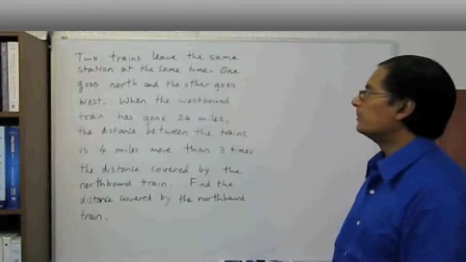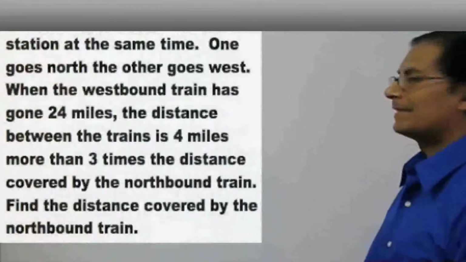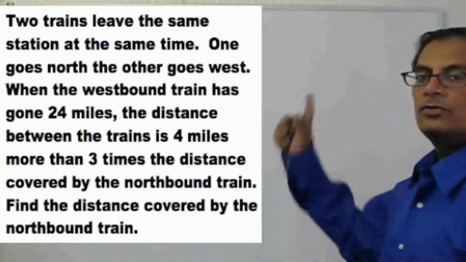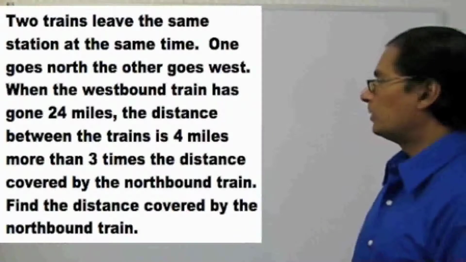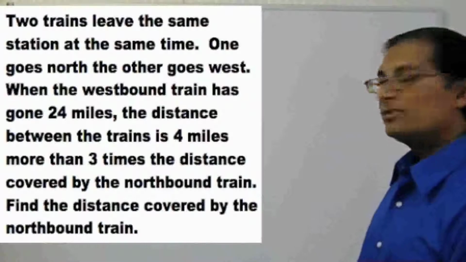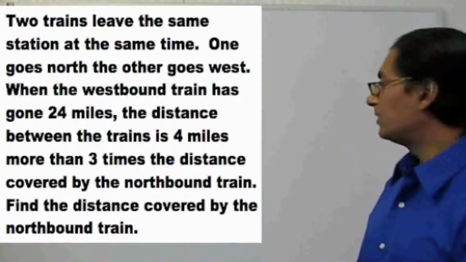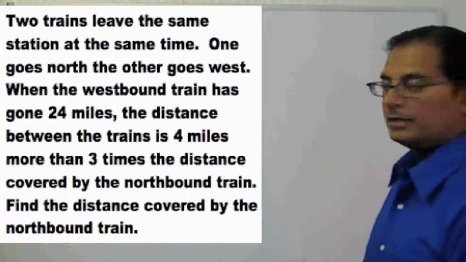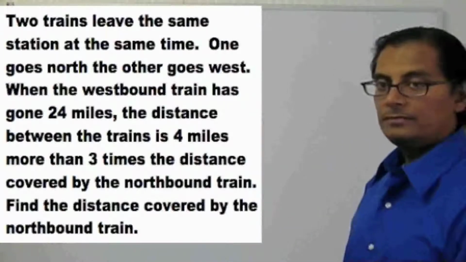Let's look at this problem. Two trains leave the same station at the same time. One goes north, the other goes west. When the westbound train has gone 24 miles, the distance between the trains is 4 miles more than 3 times the distance covered by the northbound train. Find the distance covered by the northbound train.